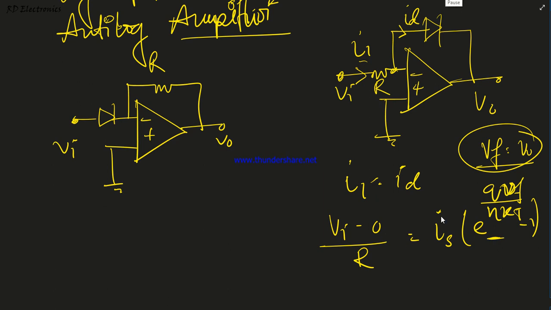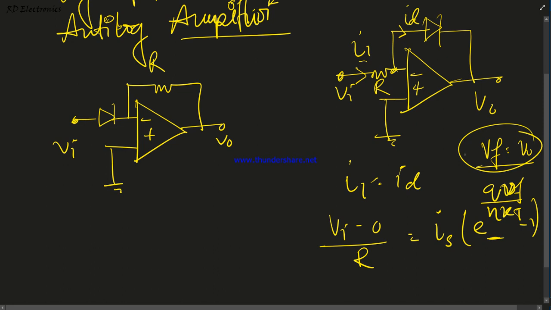The output voltage is the reverse operation. These are negative because the diode's P terminal and N terminal are connected this way. So from this equation, just solve for the value of VF and then apply V0 equal to minus VF, and we get V0 from here. Okay, student, please solve it.